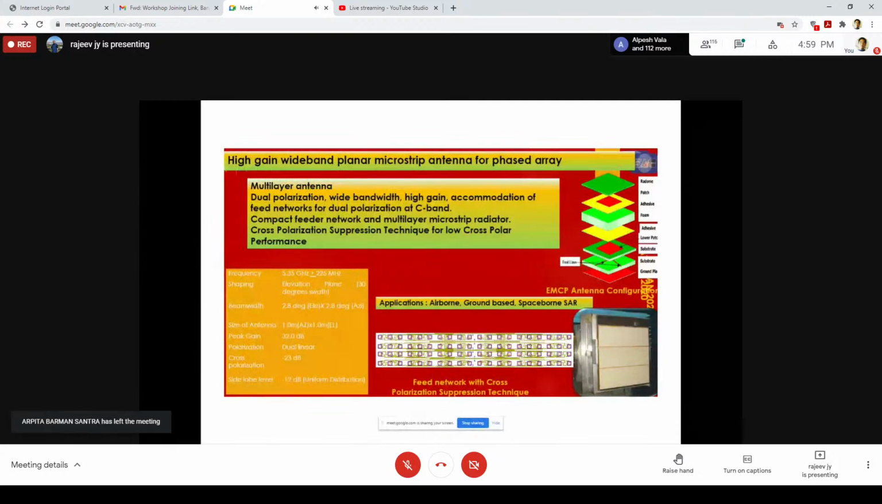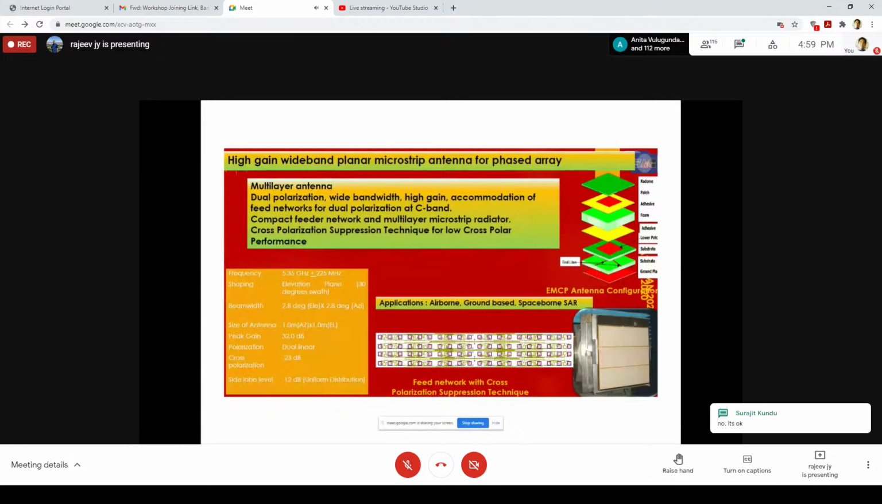So you can see one typical view of a linear array. There are 20 elements, and to compensate for the cross polarization, since the transmission line itself generates cross polarization, a cross polarization compensation technique is used, which takes care of the cross polar performance so that it is reduced.